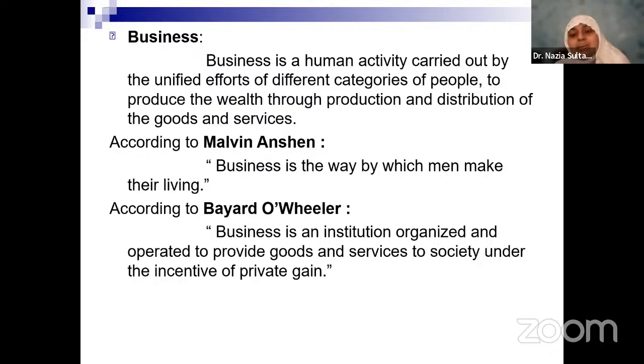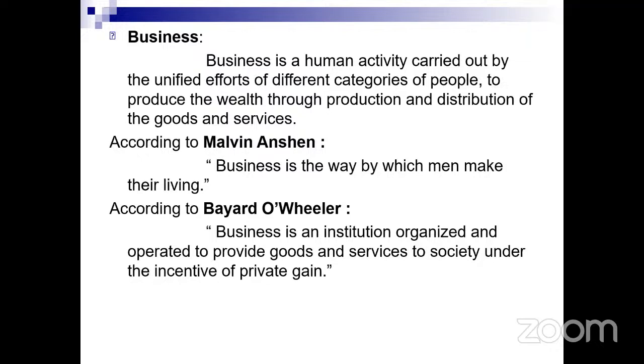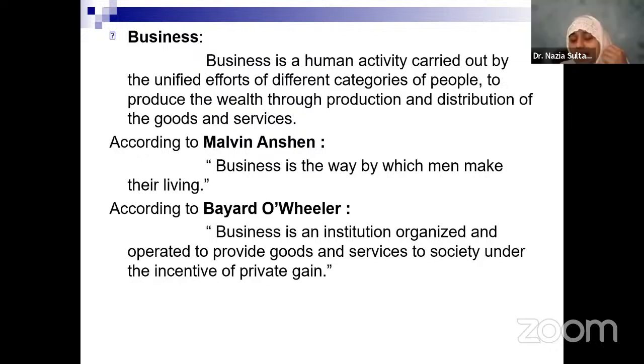So business is basically a human activity which is carried out by a group of people. These people come together so that they can create wealth. How does that wealth get created? Through production and distribution of goods and services.